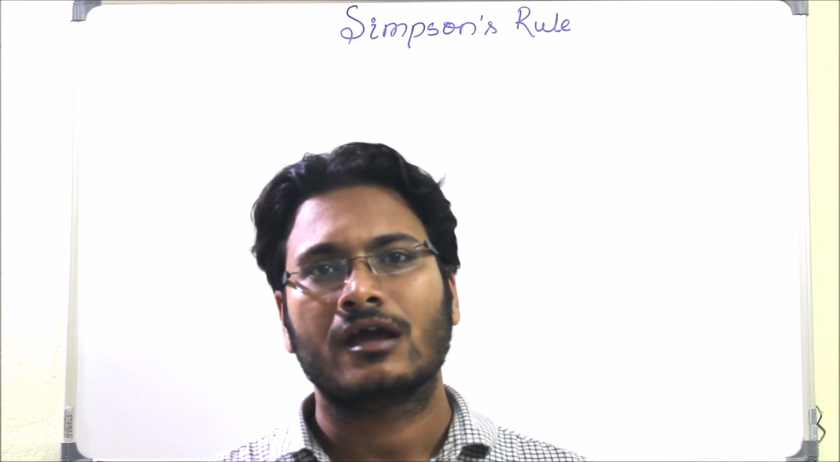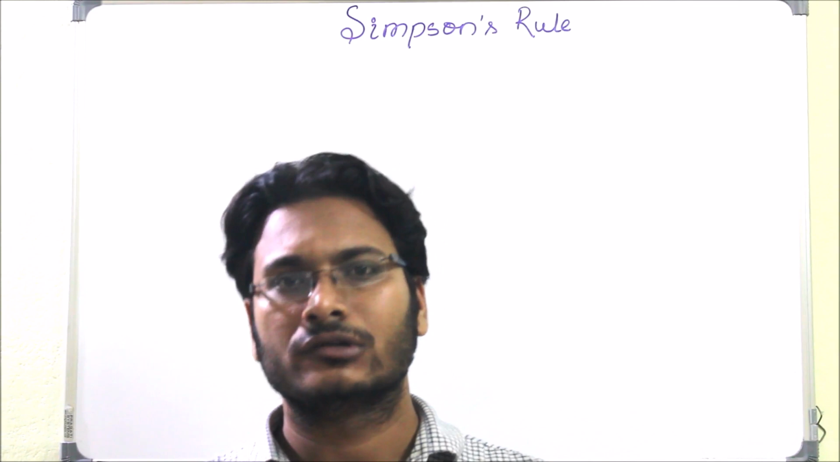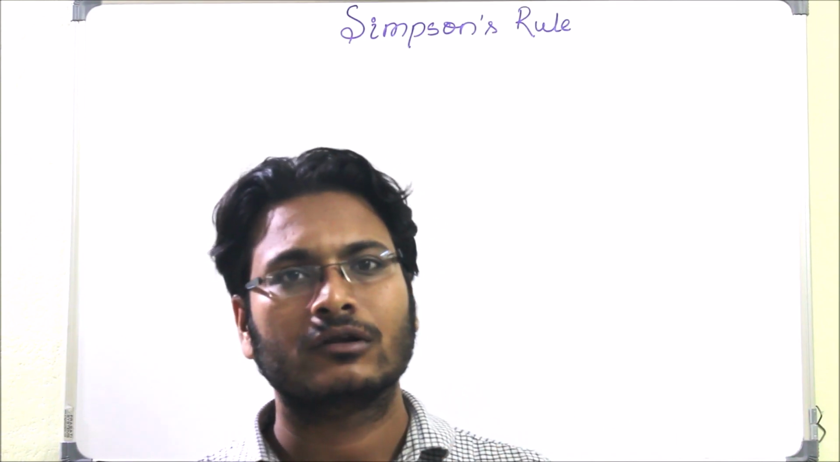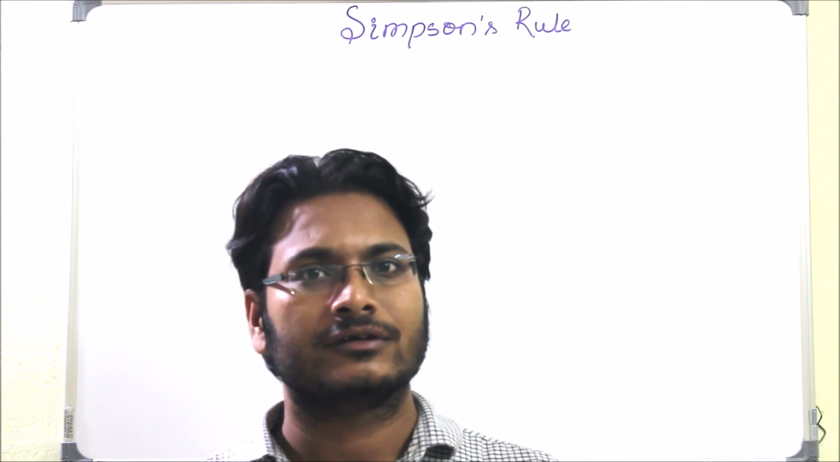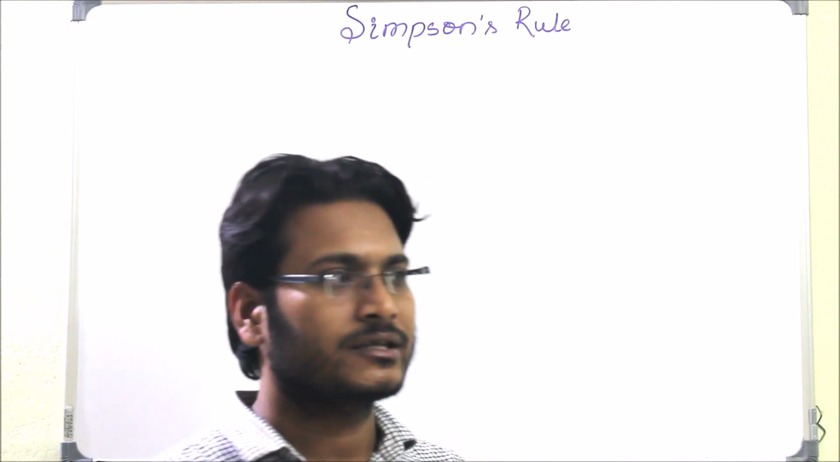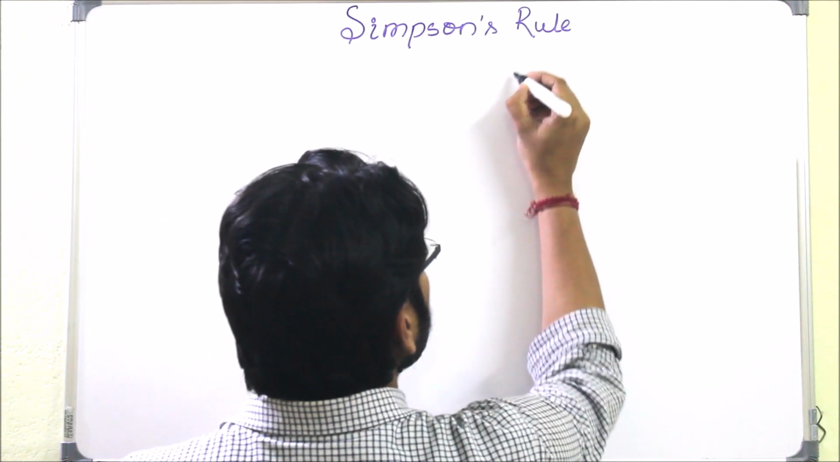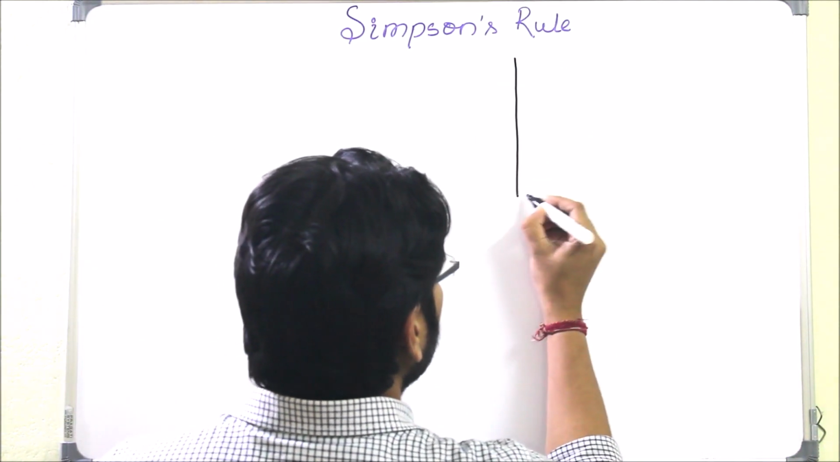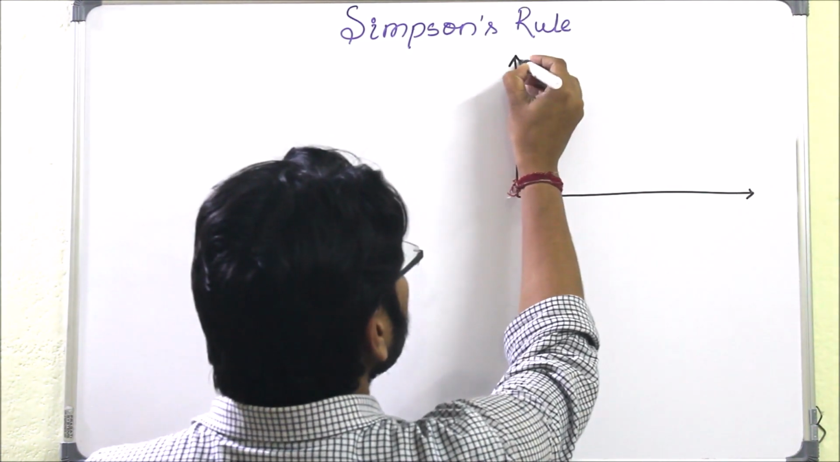Here we will see how to find the integration of a function using Simpson's rule. There are two types of Simpson's rule: one is the 1/3 rule and the other is the 3/8 rule. We will see both. First we have to see what the function is and how to find it. So first we will see the 1/3 rule.